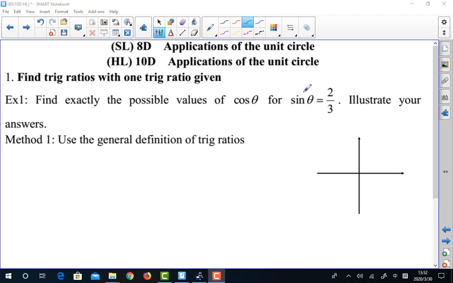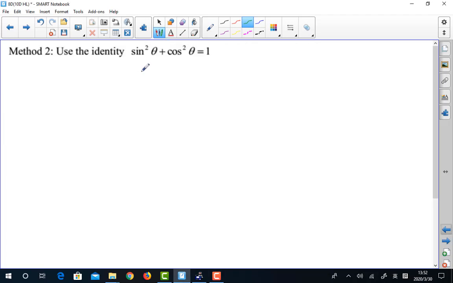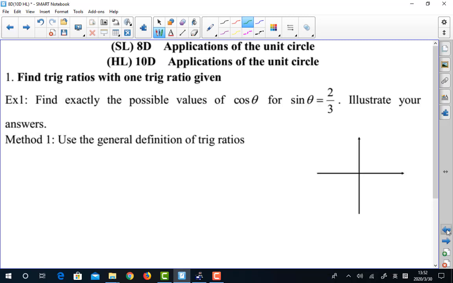If we are given the sine theta, how can we find this cosine theta exactly without using a calculator? We do have two different ways to solve this problem. The first method is to use the general definition of trig ratios. The second method is to use the identity sine squared theta plus cosine squared theta equals 1. This one we derived in 8C. So right now, let's look at method 1.